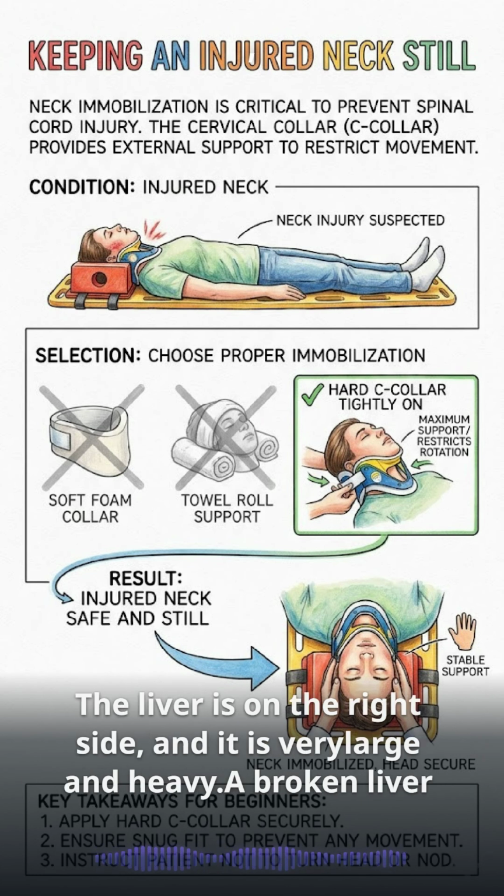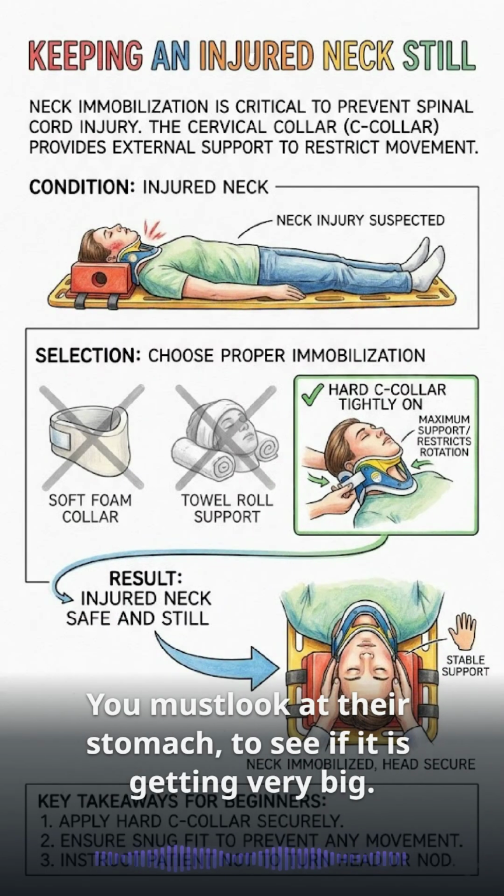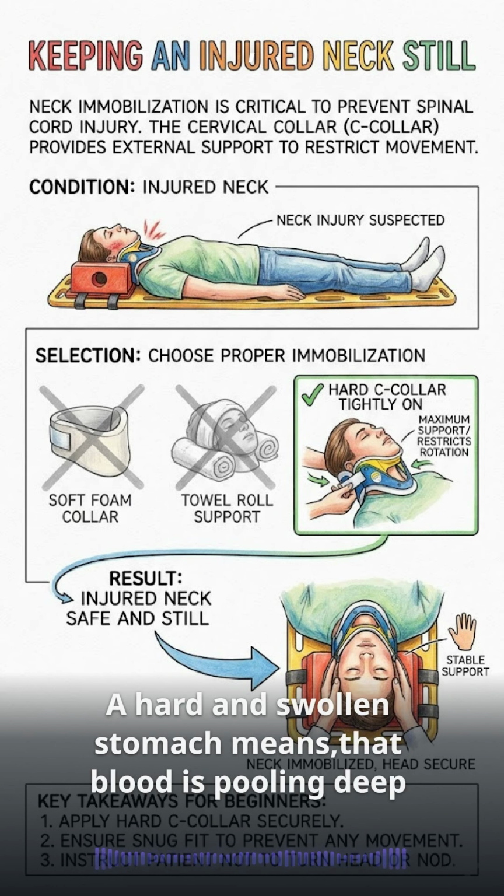The liver is on the right side, and it is very large and heavy. A broken liver also bleeds heavily, filling the belly space with dark red blood. You must look at their stomach to see if it is getting very big. A hard and swollen stomach means that blood is pooling deep inside the belly.